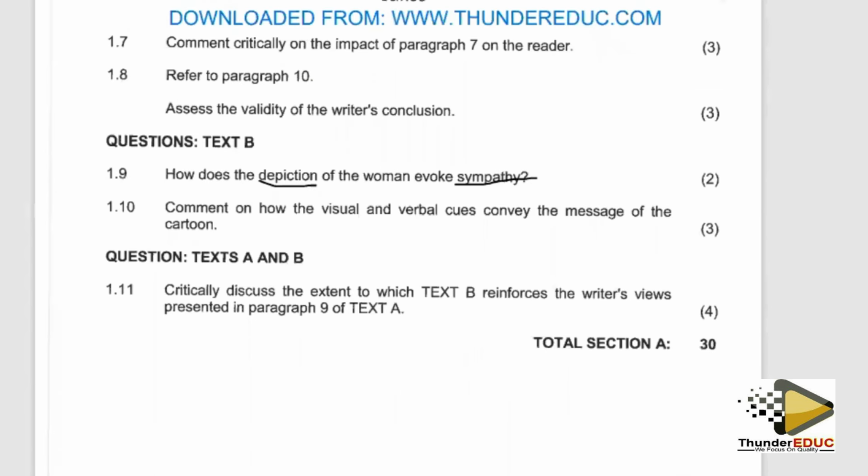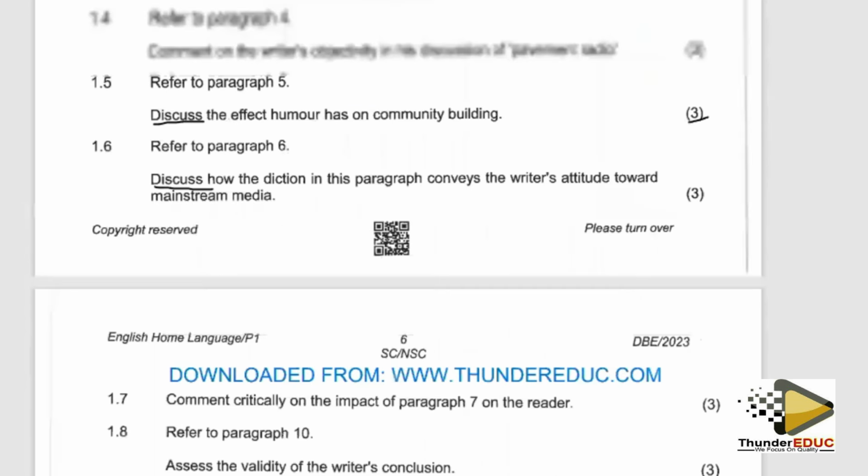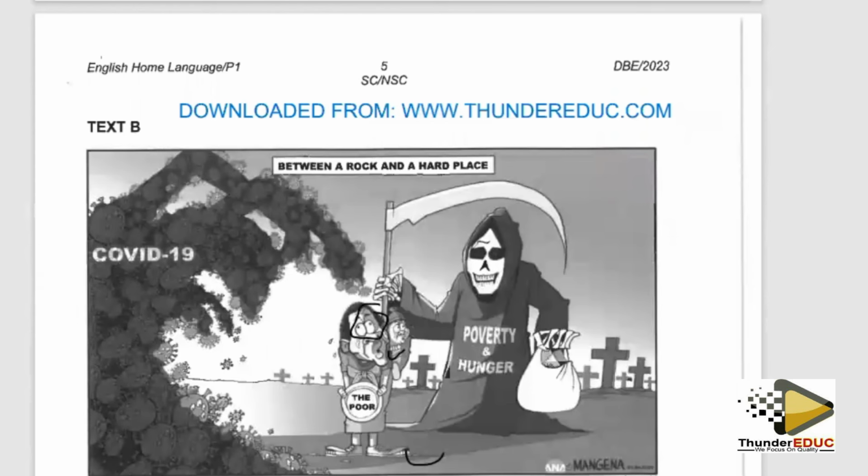Comment on how the visual and verbal clues convey the message of the cartoon. Okay, let's go to the visual and the verbal. When we're talking about verbal clues, remember we're talking about the words that are communicated to us, and I think we're taking the poor. We are going to take the poor. We're going to take COVID-19. We're going to take poverty and hunger as our clues. Between a rock and a hard place, those are our verbal clues.